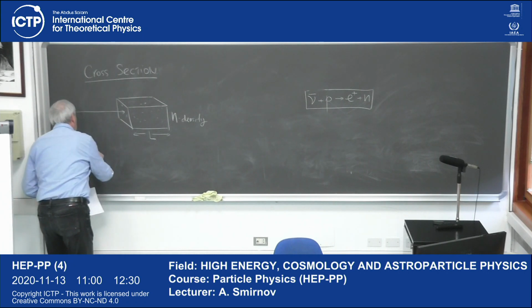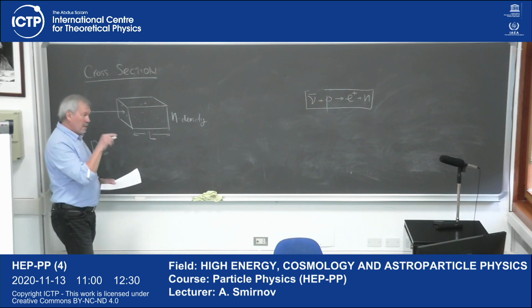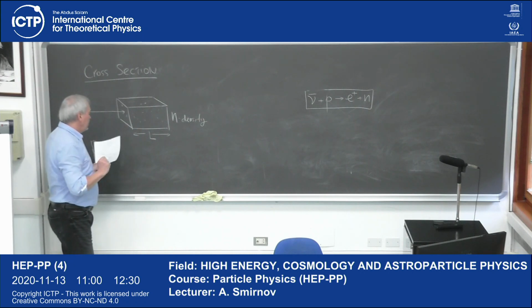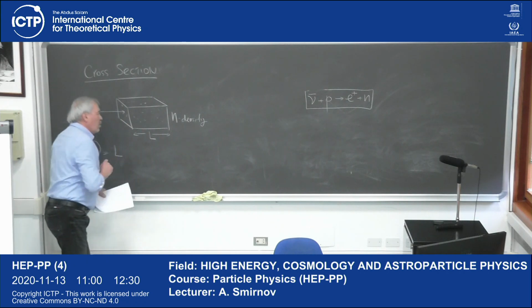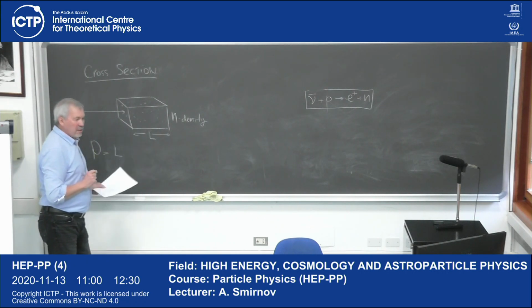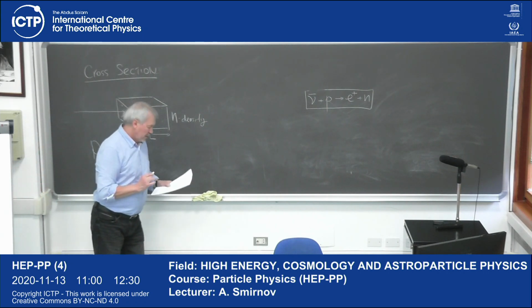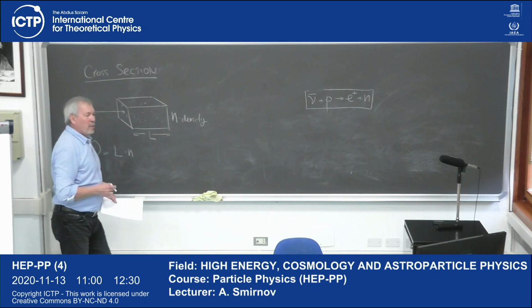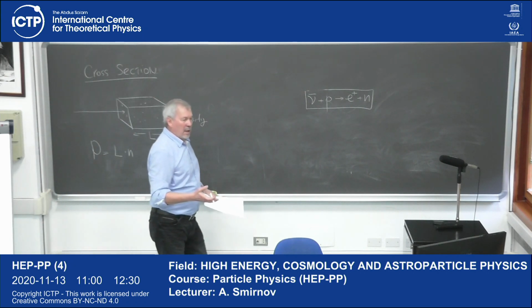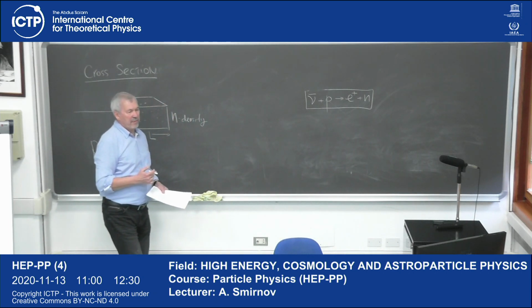So what is the probability of interaction of a given neutrino? We are considering now a single neutrino and seeing what is the probability that it will interact in this volume. The probability will be proportional to the distance, to the size of this detector. It's clear, right? The bigger the size, the more probable it will interact. It is proportional to density. Of course, the bigger the density, the more scatterers you have, and therefore the bigger the probability of interaction.